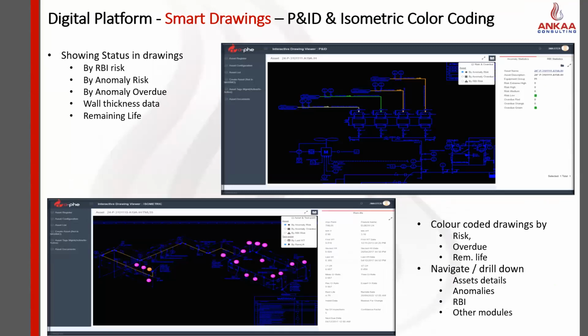You can do your visualization of your integrity data on 3D or 2D schematics. The lollipops that you're seeing at the bottom are all the inspection points. You can click on them, and you can get your risk levels for each of the test points: overdues, remaining lives, what are the anomalies that you've got, and you can drill down and get all the data.